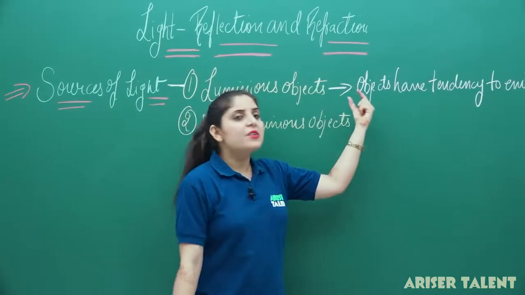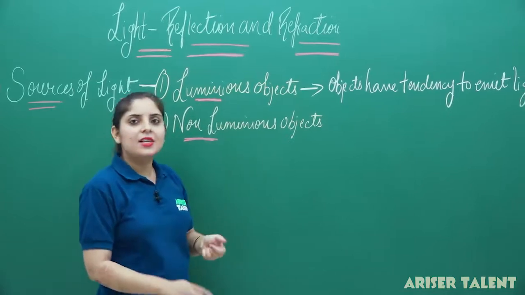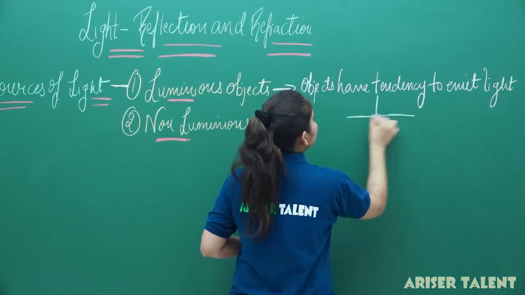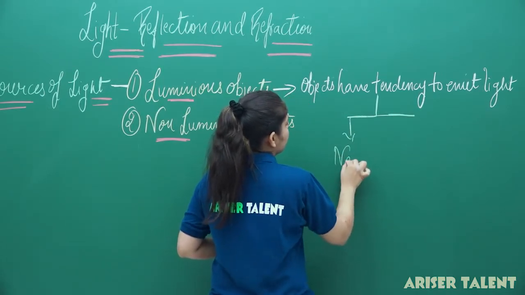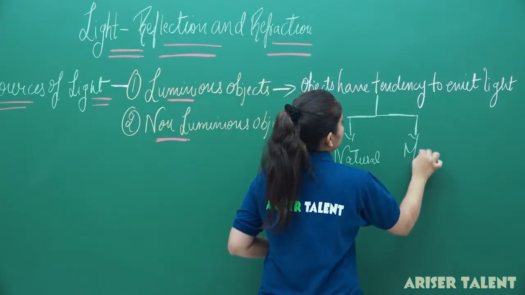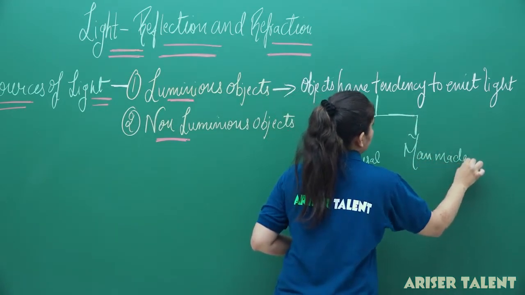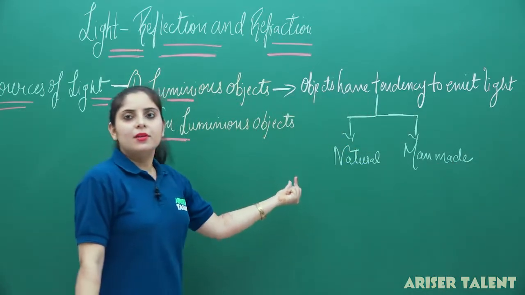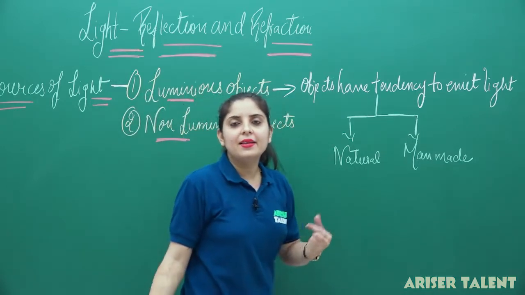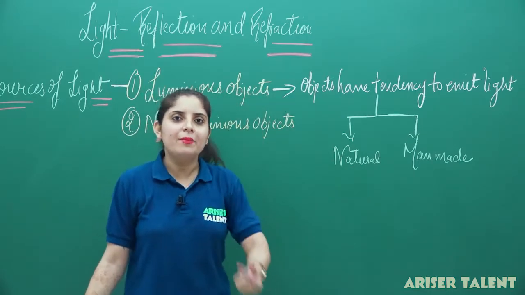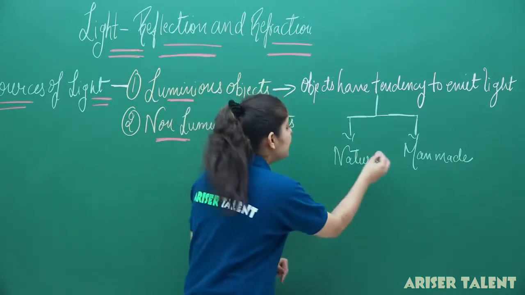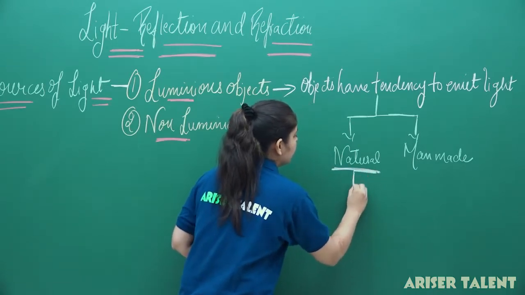So, objects which have a tendency to emit light are known as luminous objects, and these are again categorized into two parts: natural and the second one, man-made. Natural means the objects which have their own light, and there is a very simple example. Can you tell me the example? I am telling you the example. The example here is the sun. The sun has its natural light.